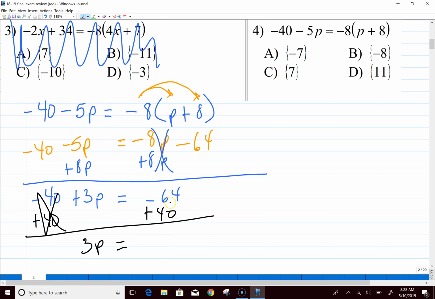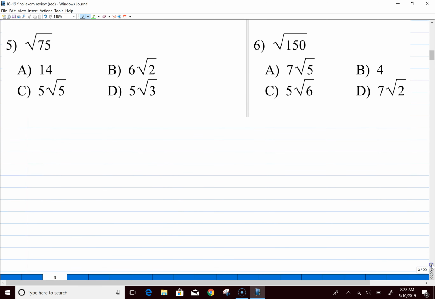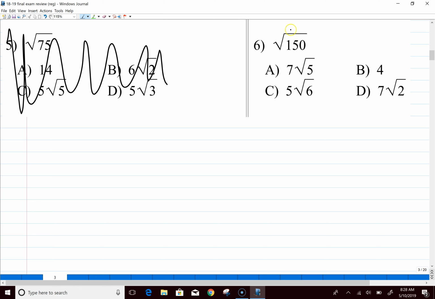3p is equal to negative 64 plus 40. Negative 64 plus 40 gives us a negative 24. Divide that by 3 because you want to get the number in front away. So negative 24 divided by 3 gives us negative 8. Again, number 5 is on your test. Work it out if you feel like it. I want the extra room.